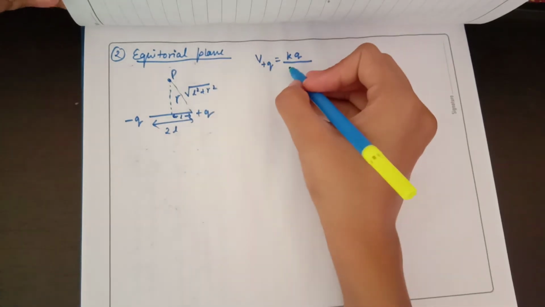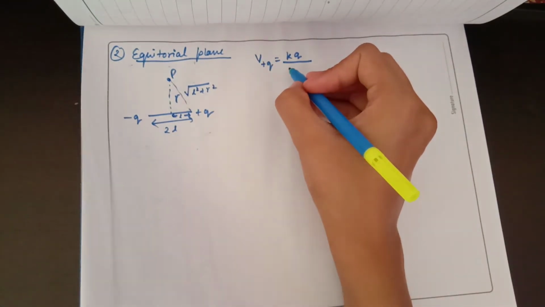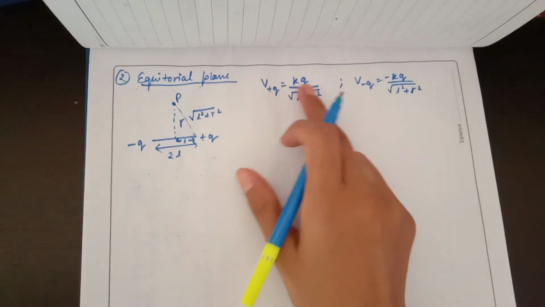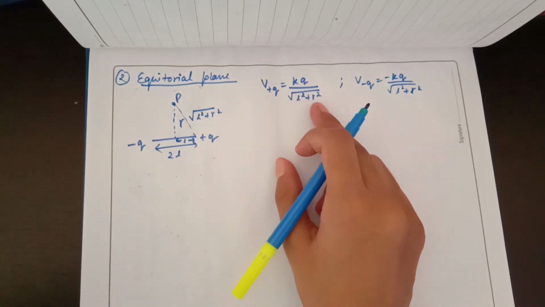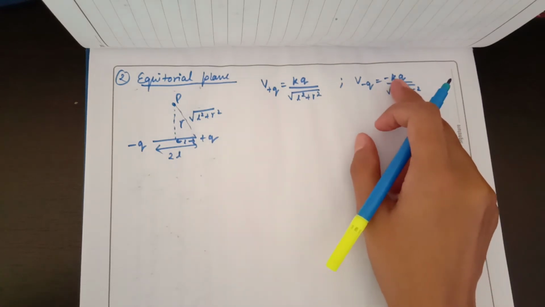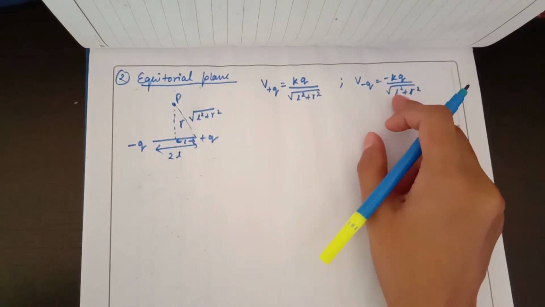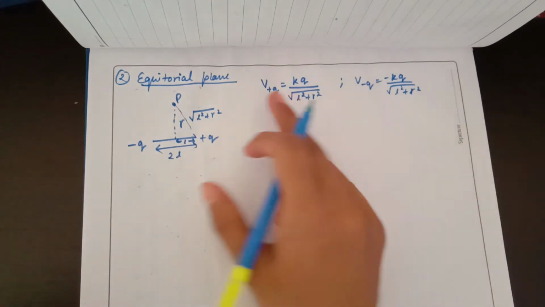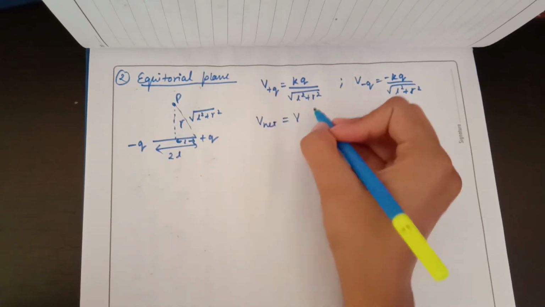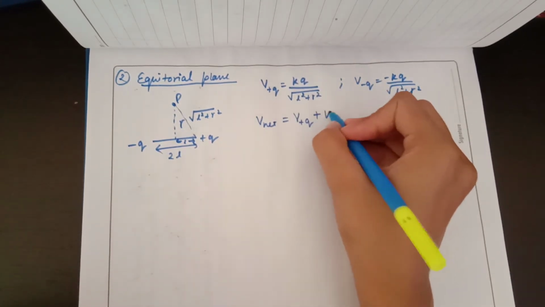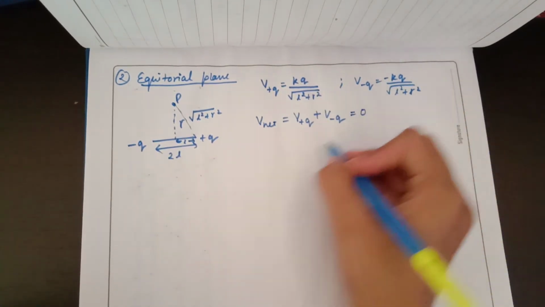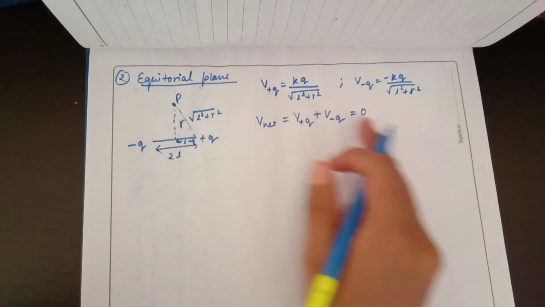So V plus Q will be equal to Kq divided by under root of L square plus R square, as this is the distance between these 2 points, and V minus Q will be equal to minus Kq divided by under root of L square plus R square. As you know, potential is a scalar quantity, so V net will be just the sum of these two, V plus Q plus V minus Q. If you add these two, it gives you 0. So V net at the equatorial plane will be equal to 0.